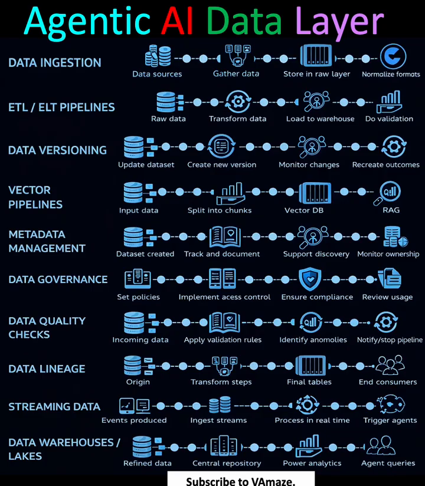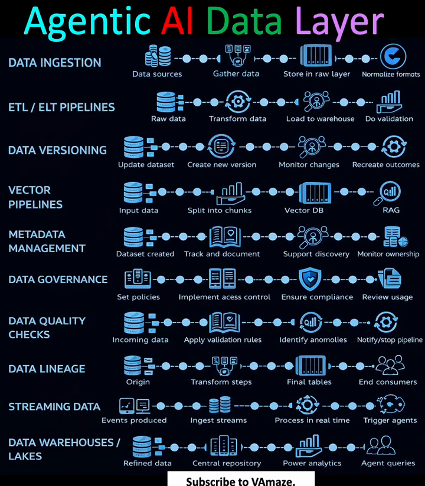Layer 1, data ingestion. Everything starts here. Data ingestion is where your system connects to sources, APIs, databases, file systems, web scrapers, gathers the raw data, stores it in a raw layer, and normalizes the formats. Think of this as the front door. If your ingestion is messy, everything downstream breaks. The key? Normalize early, store everything, lose nothing.